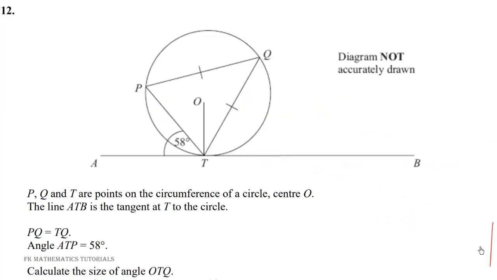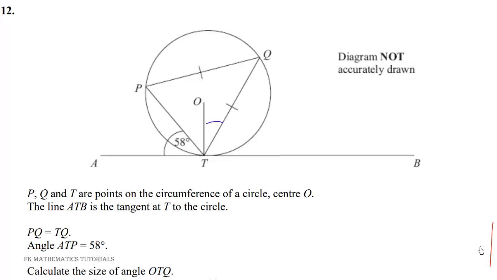P, Q, and T are points on the circumference of a circle center O. The line ATB is the tangent at T to the circle. PT equals TQ and angle ATP is 58 degrees. Calculate the size of angle OTQ. OTQ, this angle here, is what we are looking for.